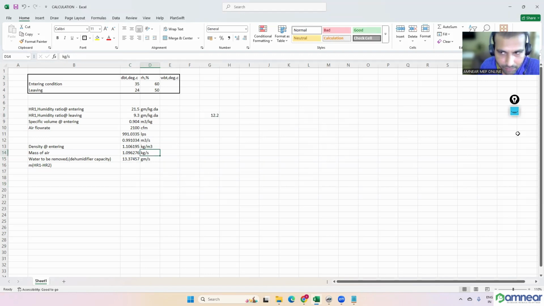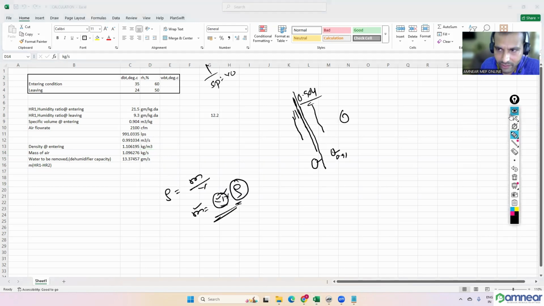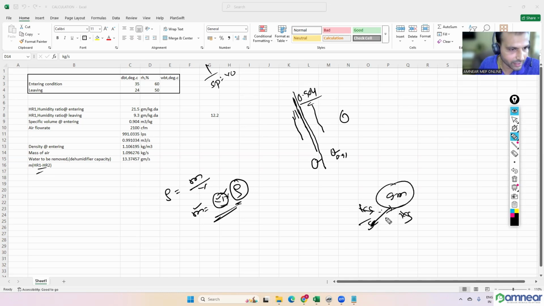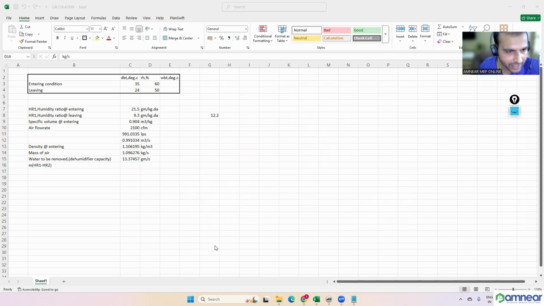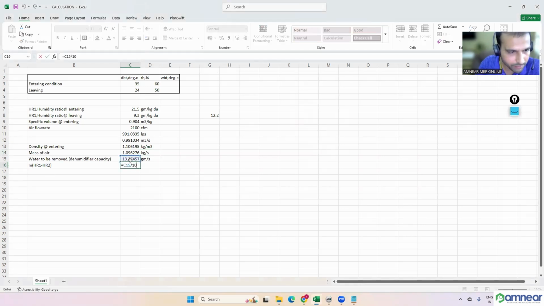This is in kilogram per second. You can check the unit. In our case, mass is in kilogram per second and humidity ratio is in gram per kilogram, so the final unit will be gram per second. If you want to convert that gram into kilogram, grams per second divided by 1000, you will get that in kilogram per second.